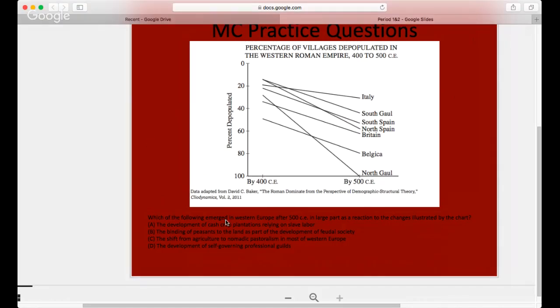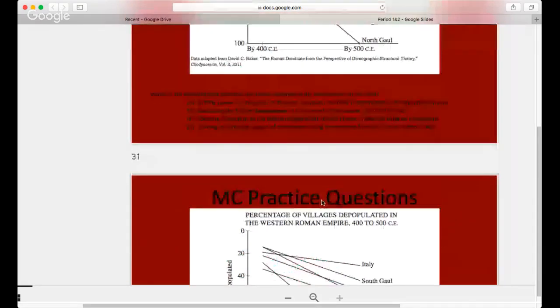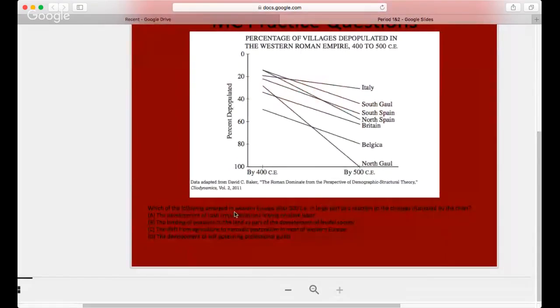So we've got: which of the following emerged in Western Europe after 500 CE, in large part as a reaction to the changes illustrated in the chart? This is similar to the last question about what happened afterwards, but this time it's asking about Western Europe. I probably would have underlined this because I remember Europe will split in half, West and East, and the West will go back to feudalism and the East becomes the Byzantine Empire. So, what's happening in the West?